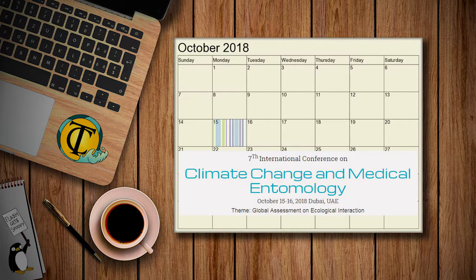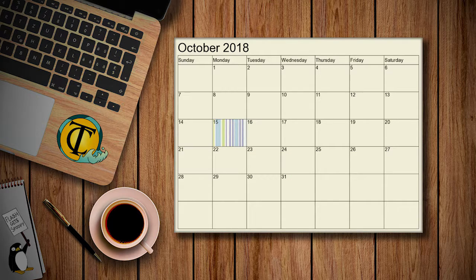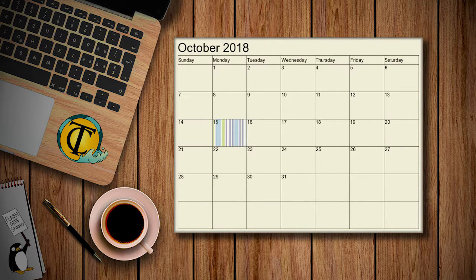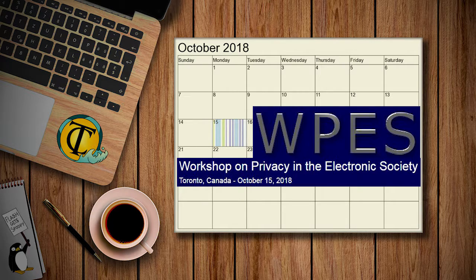And the Climate Change and Medical Entomology Conference is happening in Dubai. We have 2 more conferences happening on Monday, October 15th, that are the highbrow technical conferences. We have the 25th Annual ACM Conference on Computer and Communication Security in Toronto, and as well in Toronto, the Workshop on Privacy in the Electronic Society. As said, those are the 2 highbrow conferences, really high-tech stuff, so if any of you are programmers or individuals involved in information security, that would be something that may interest you.